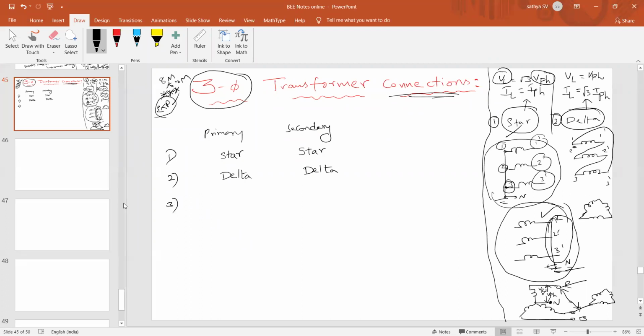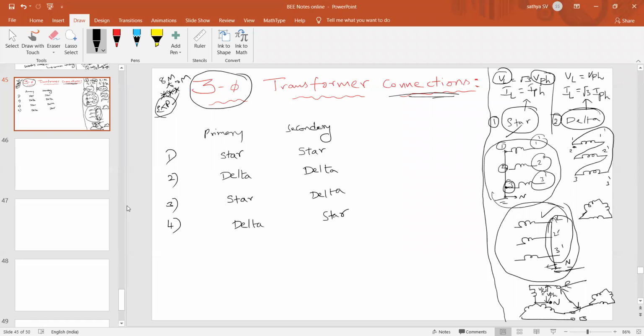What is the third possibility? Primary star side, secondary delta. Very good, star delta. What is the fourth possibility? Delta star. Right, delta star. What is the fifth possibility? Is there any possibility? No, sir.